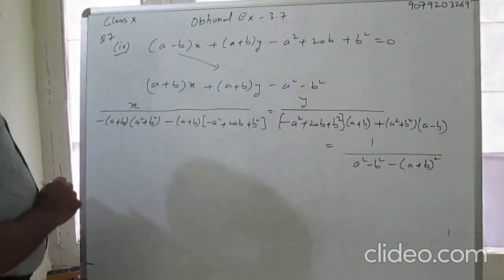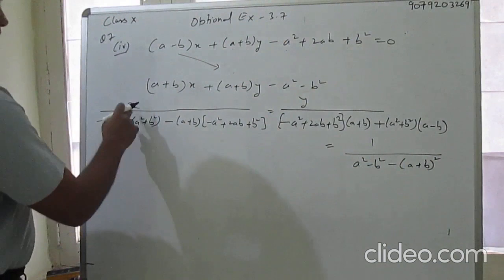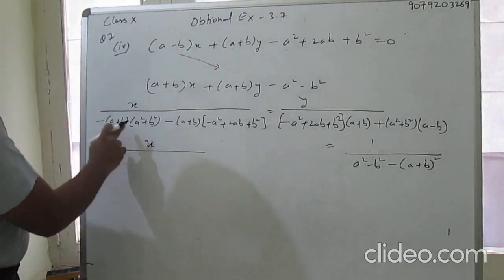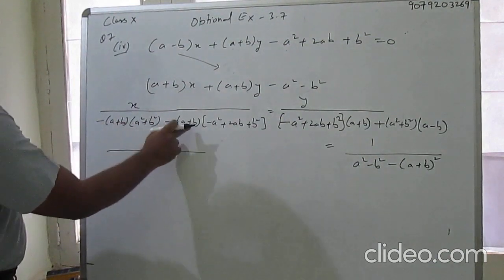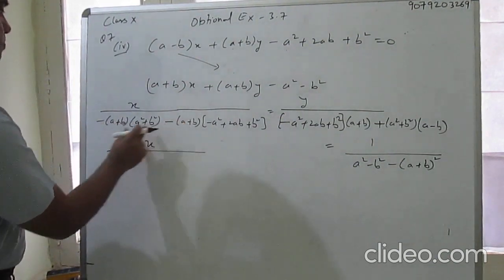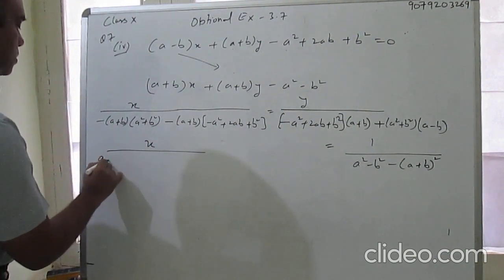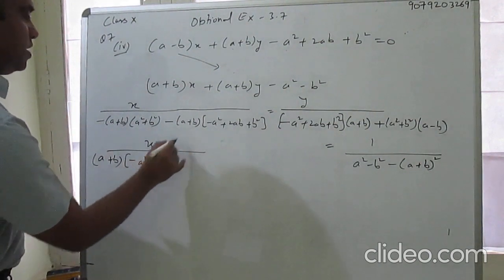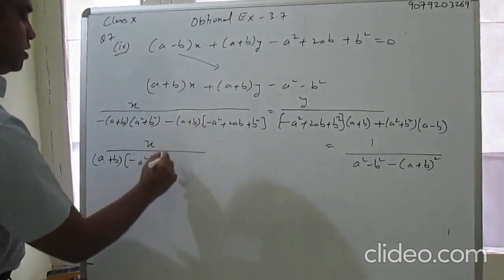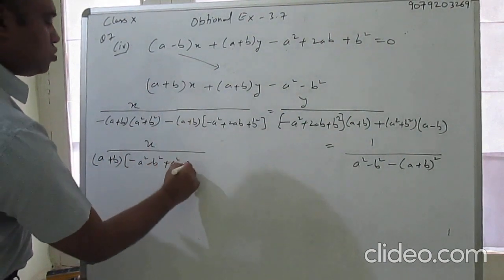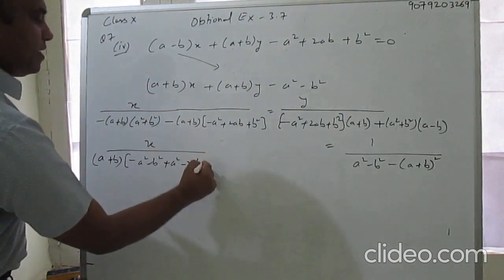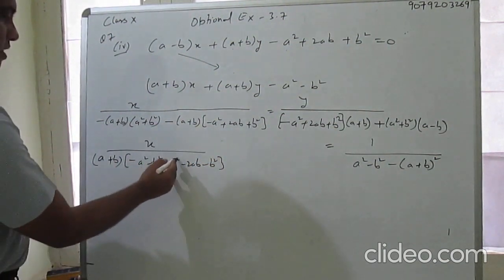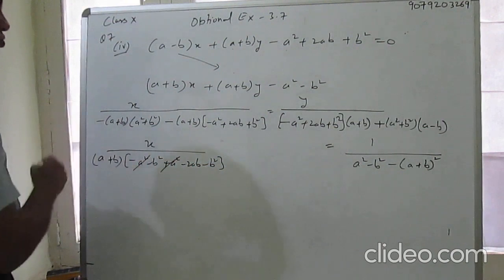Now simplify it. Now simplify x upon, multiply x, take a plus b common. So another bracket inside, sign will change, minus a square minus b square, or minus minus plus a square minus 2ab, outside bracket is minus, so minus b square. Here you can see that these two are cancelled out.